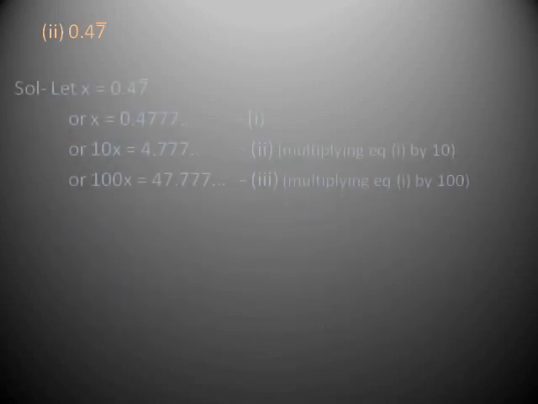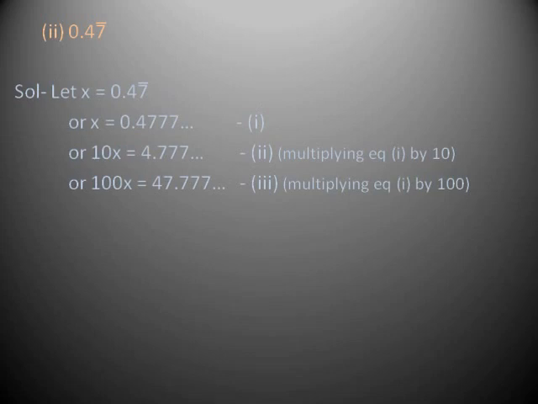Let us solve the next question, that is 0.47 bar. So bar is only on 7. 7 is the repeating term here. Let x is equal to 0.47 bar, or x is equal to 0.4777. Let this be equation 1. Then multiplying this equation by 10 on both sides, 10x equals to 4.777, and let this be equation 2.